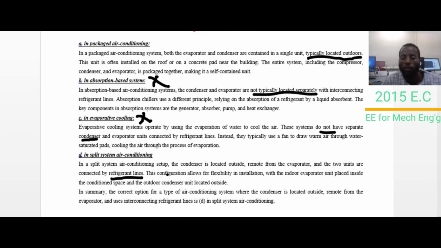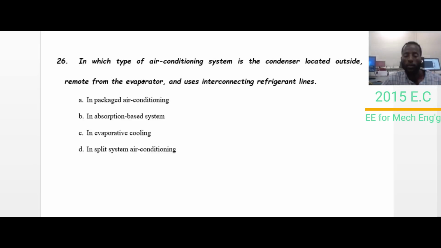Therefore, in summary, the correct option for the type of air conditioning system where the condenser is located outside, remote from the evaporator, and uses interconnecting refrigerant lines is D, split system air conditioning system. Therefore, this split system air conditioning system uses the condenser located outside, remote from the evaporator, and uses interconnecting refrigerant lines. So this is the correct answer.